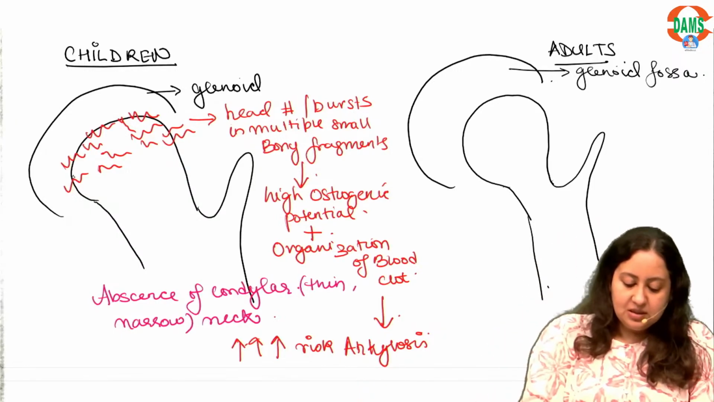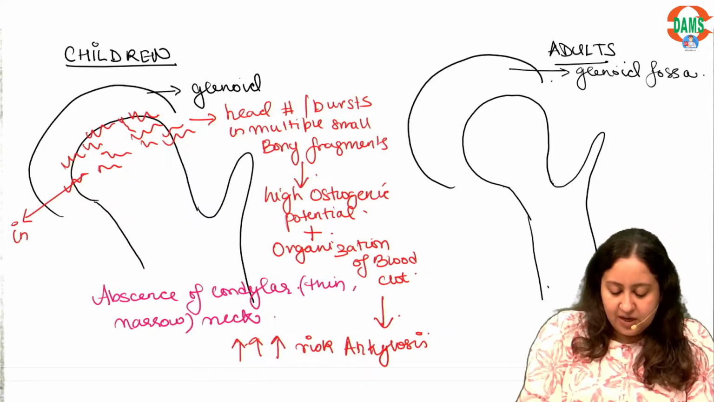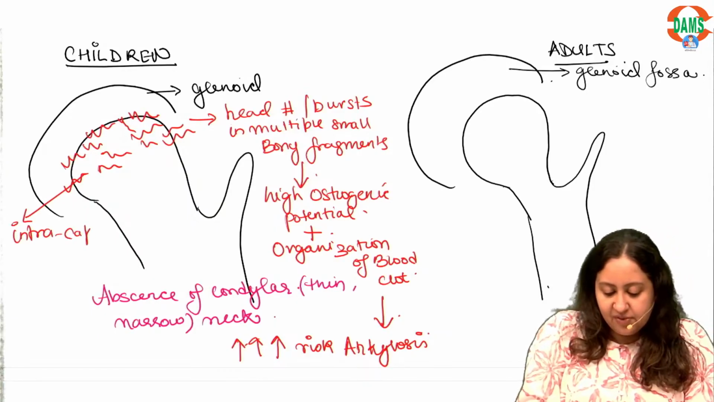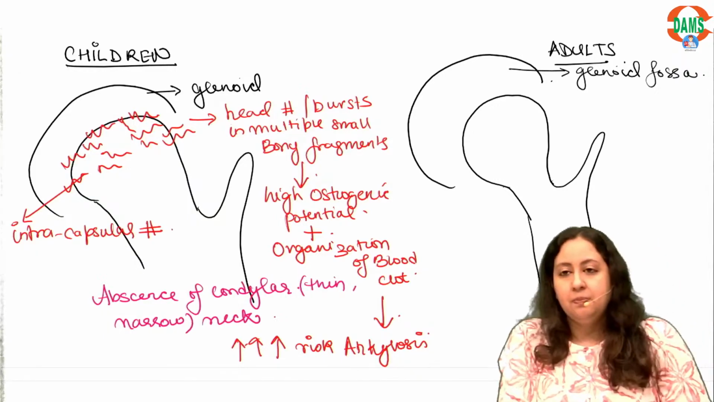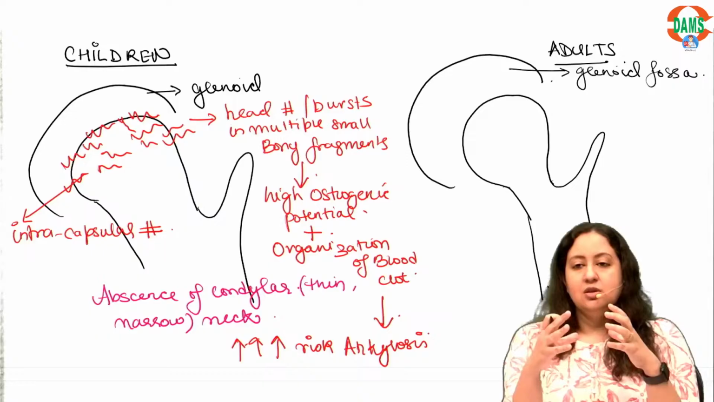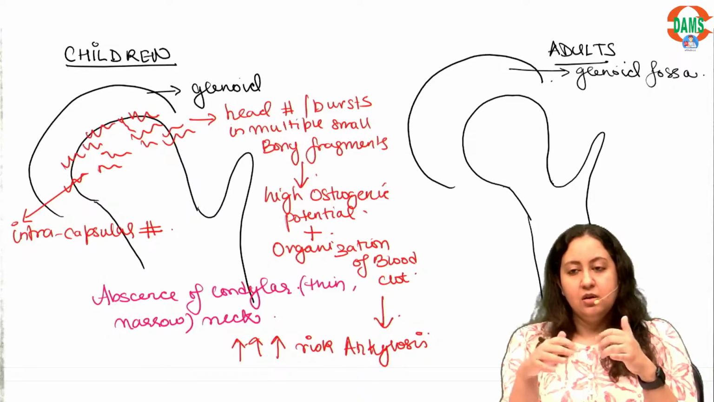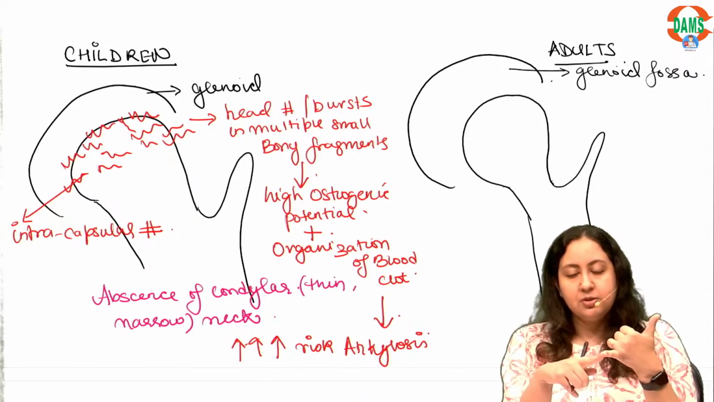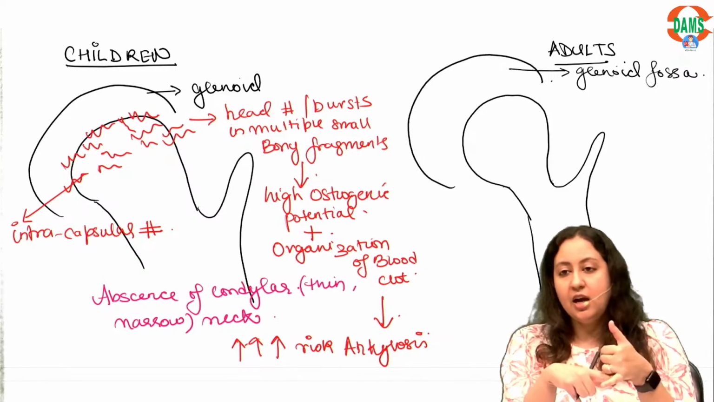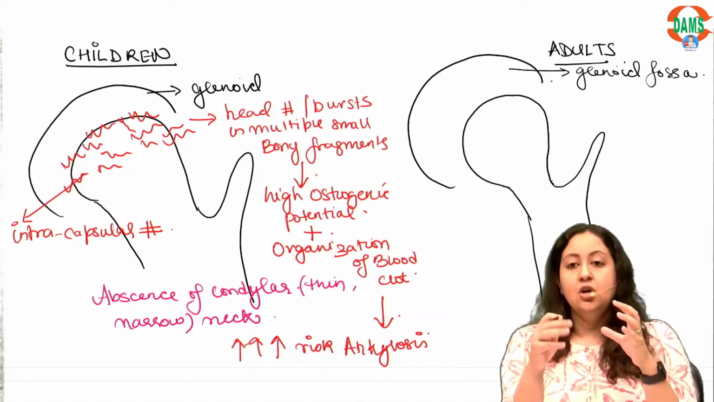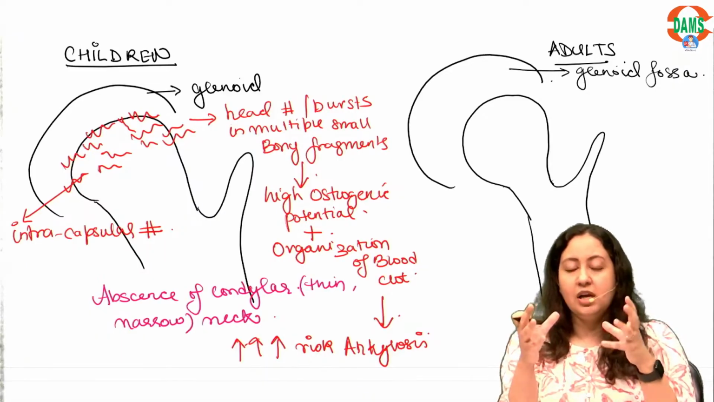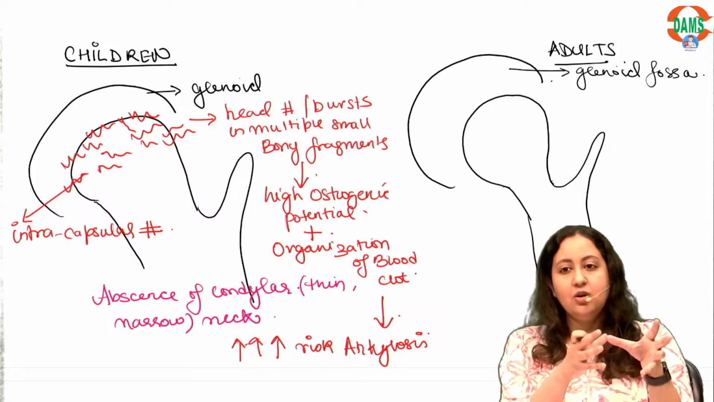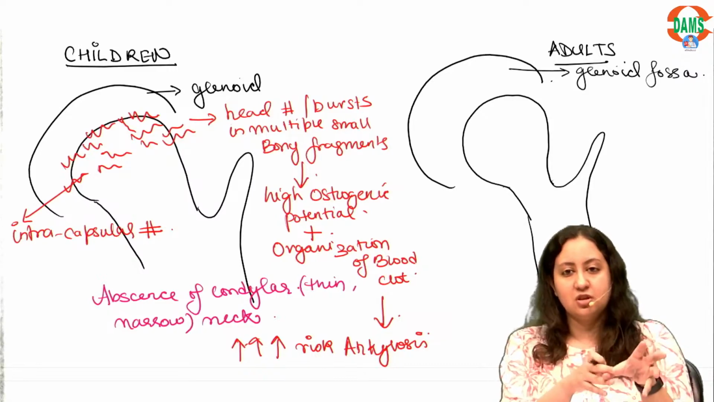Why? Because this is an intracapsular fracture. When I say intracapsular fracture, that means within the TM joint. Whatever structures are involved. Glenoid fossa is an intracapsular structure, disc is an intracapsular structure, condylar head is an intracapsular structure. So the components which are involved in formation of joint are known as intracapsular structures.